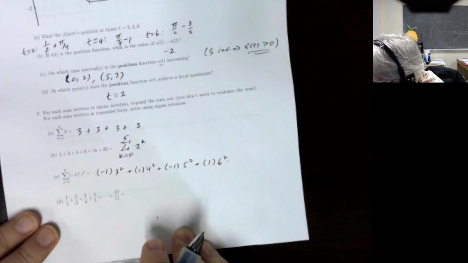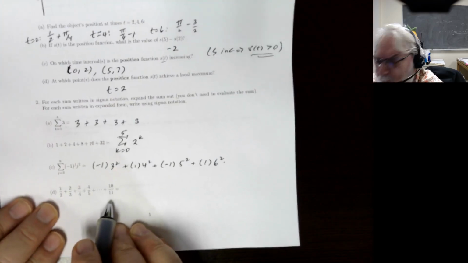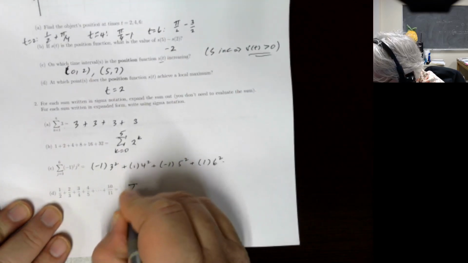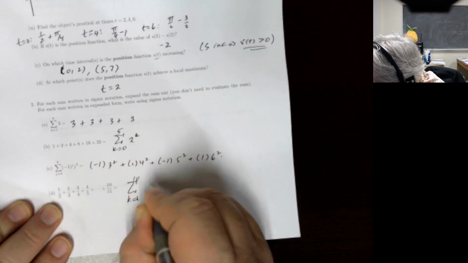And so you would stop there. Okay, and then the bottom one here is also one that was on our practice problem sheet. And so that's just the sum from k equals 1 to 10 of k over k plus 1. Good.